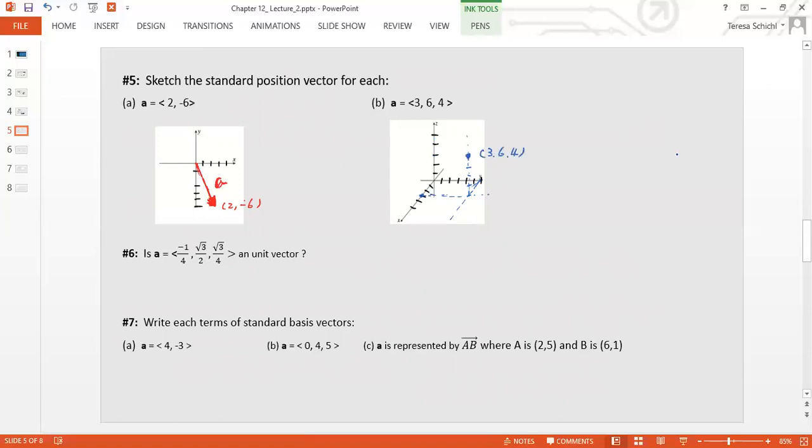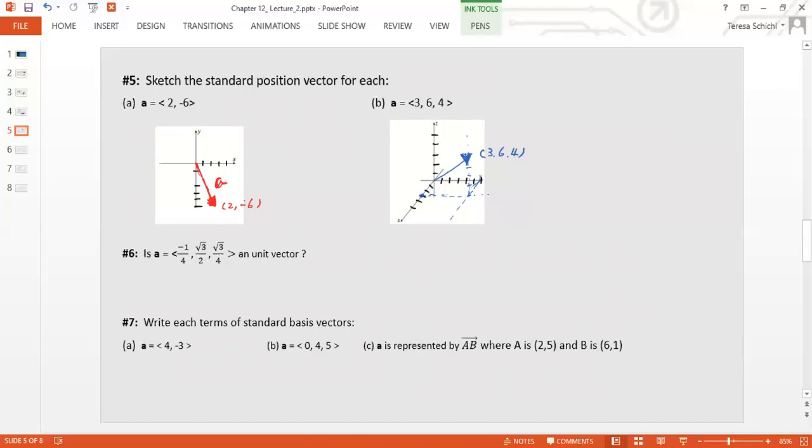And then the vector is from the origin to the point, so you put the arrow there. This is your 3D vector.